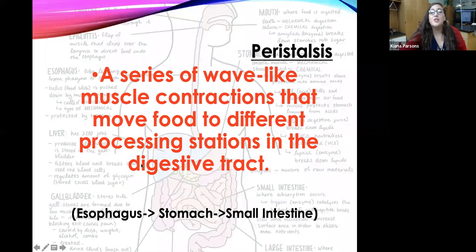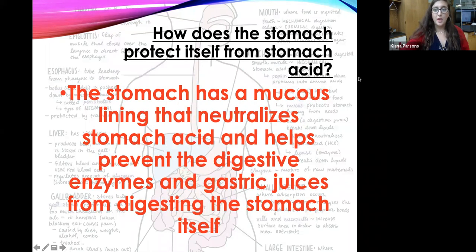All right, so peristalsis is a series of wave-like muscle contractions that move food to different processing stations in the digestive system. So this is the definition of peristalsis. Peristalsis occurs in the esophagus. It moves food to the stomach. The stomach also performs these wave-like muscular contractions in order to pass the food along further down the digestive tract. We're going to follow that pathway today into the small intestine where nutrient absorption occurs.